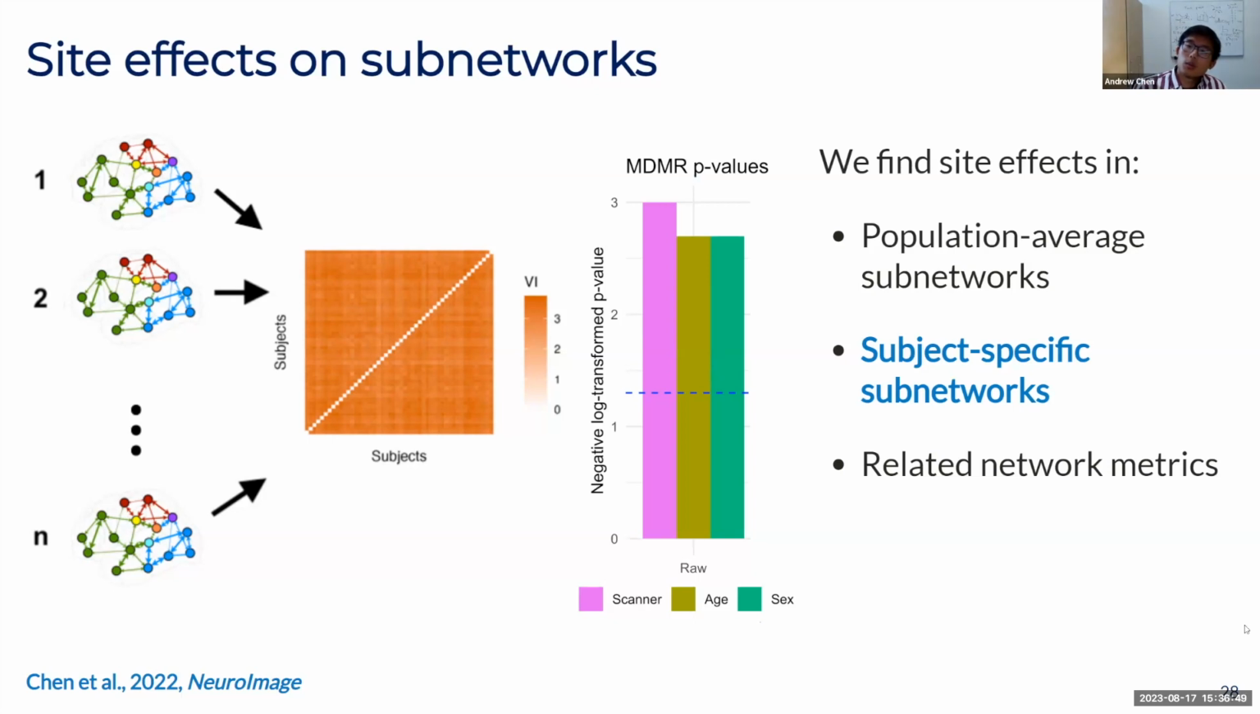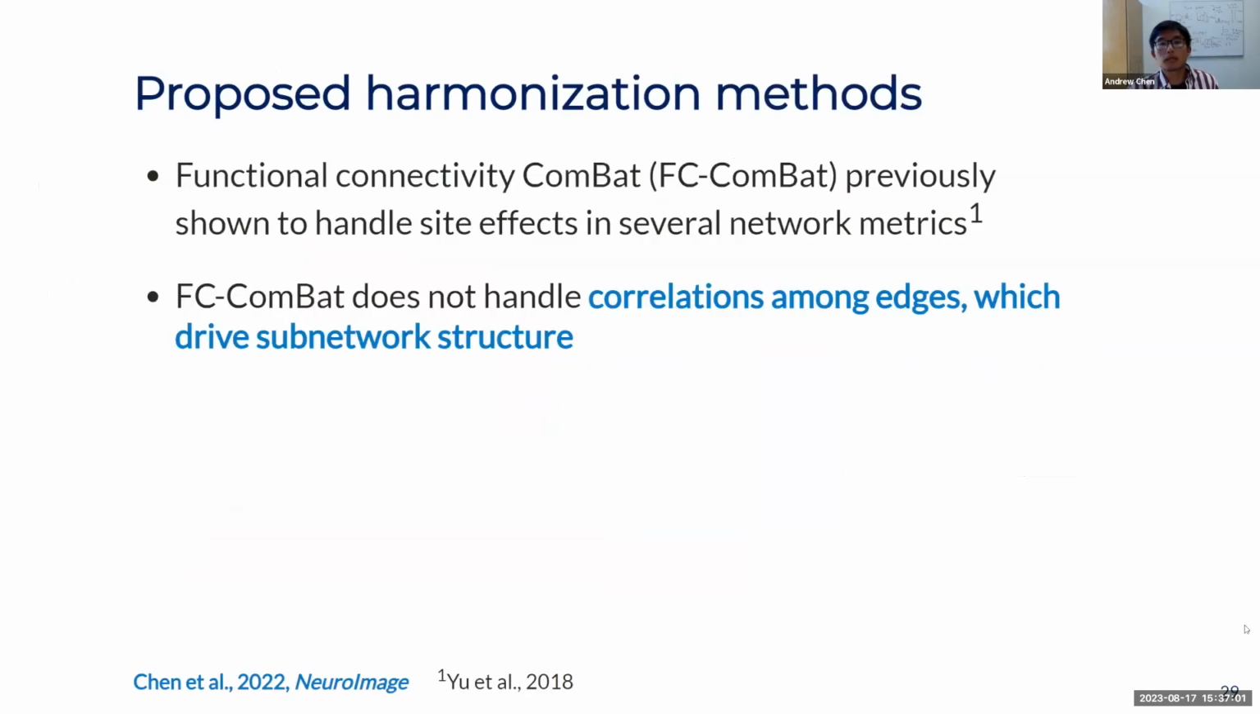And so from here, we really wanted to address this problem because these kind of side effects could impact the downstream analyses when we're looking at subnetworks, both at a population and an individual level. So what we did is we actually adapted ComBat. Previously, they had adapted ComBat for this kind of analysis, where they applied ComBat to the connectivity matrices and found that it reduced side effects in several network metrics.